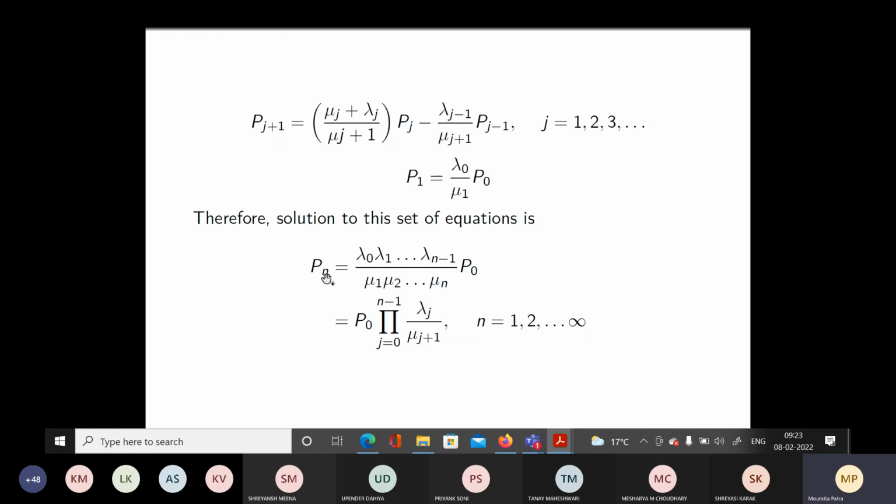Okay, so we are arriving at this. Now this is equal to p0 times the product for j equals 0 to n−1 of λj / μ(j+1), for any n from 1 to infinity. Okay, so this is the proof of the theorem that we had started with.